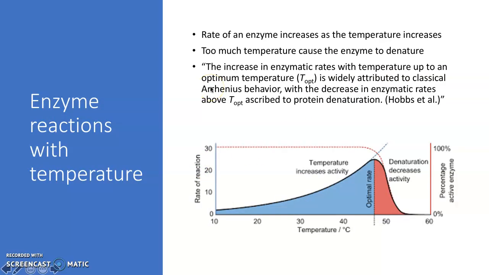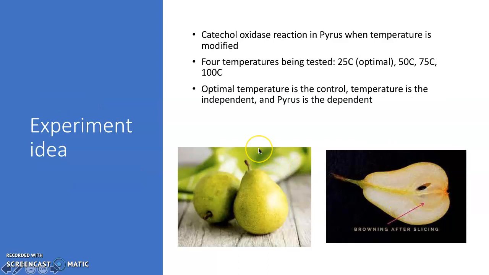So in a majority of chemical reactions, the rate of an enzyme reaction increases as the temperature increases, which is shown right here, and then it reaches its optimal temp. And then when there's too much temperature, which is usually after the optimal temp, the reaction rate starts to decrease and denature drastically, shown here. So I'm going to be focusing on the catechol oxidase reactions in Pyrus when temperature is modified.